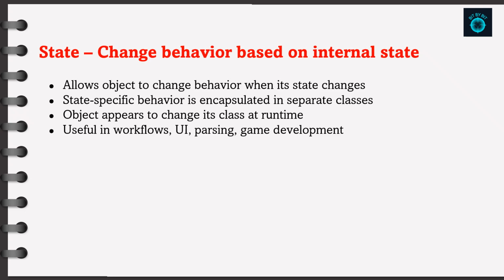The state itself can decide when to transition to another one. This pattern is useful in workflows, UI components, game development, or protocol handling, where an object behaves differently depending on its mode or phase. Let's look at a Python example of a document that behaves differently depending on whether it's in draft, moderation, or published state.